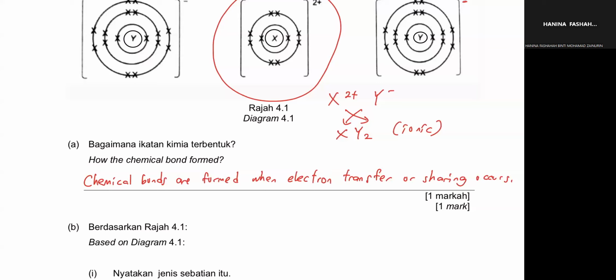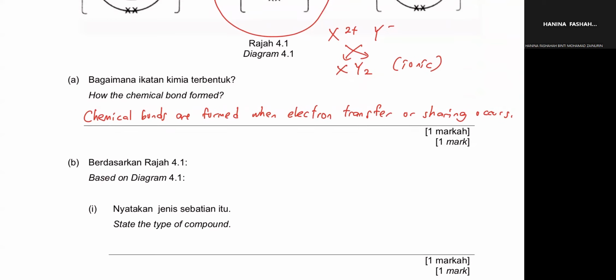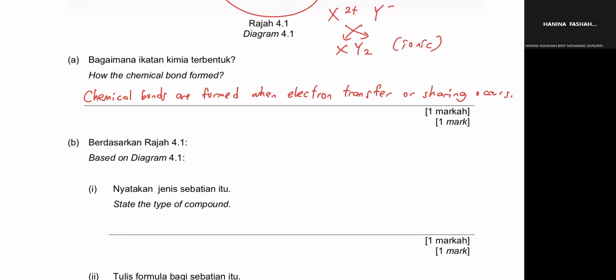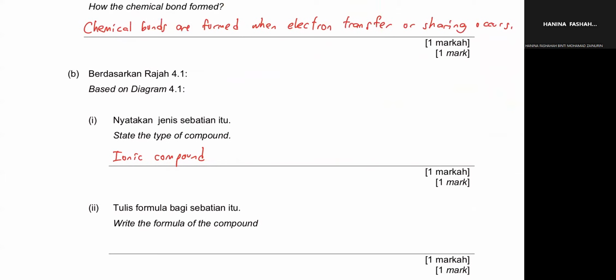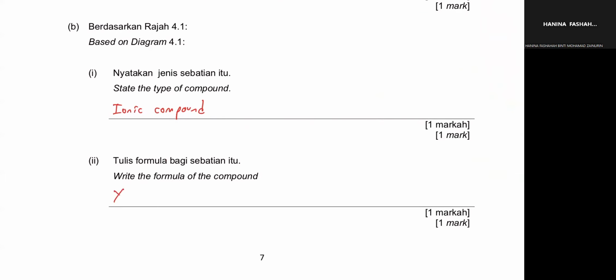Now for B only, you notice they started to ask based on diagram 4.1, based on here. State the type of compound. This is an ionic compound. Chemical formula XY2.